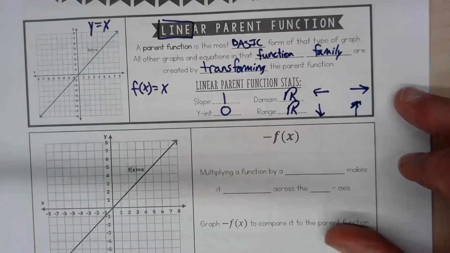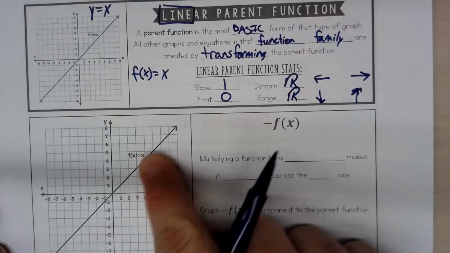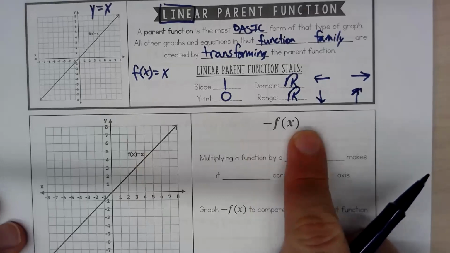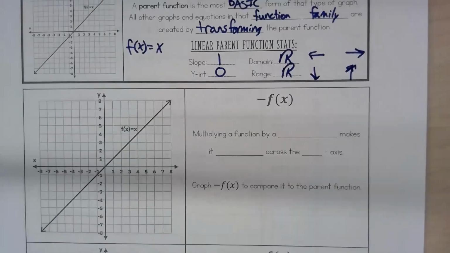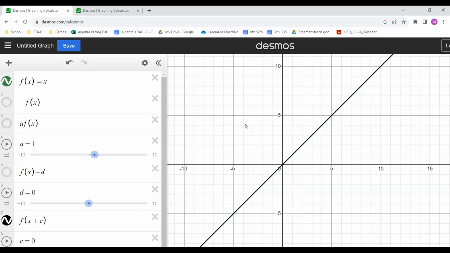So let's see what happens if I take my parent function, f of x equals x, and I make it negative f of x. So I'm going to see if I can flip my screen and share this. Let's see if this works. Hopefully you're seeing my Desmos screen. So I have graphed f of x equals x. So let's see what happens when I graph negative f of x. You notice it's the same exact line, it's just opposite, right? If it's going down, the slope is negative. Anytime my slope is negative, I should be going down.